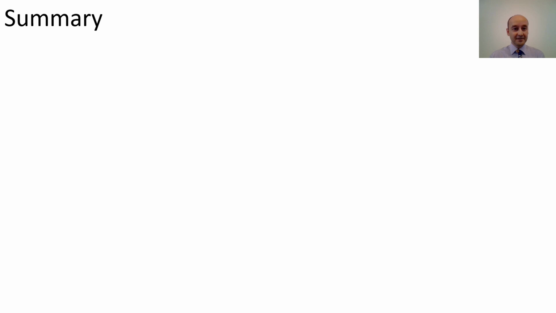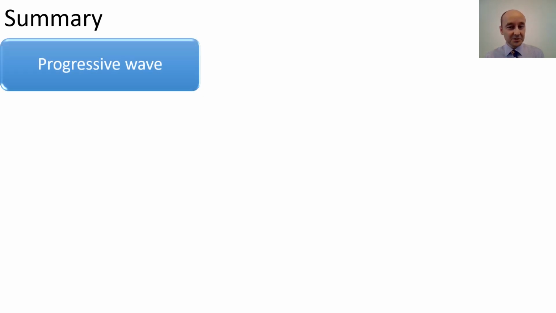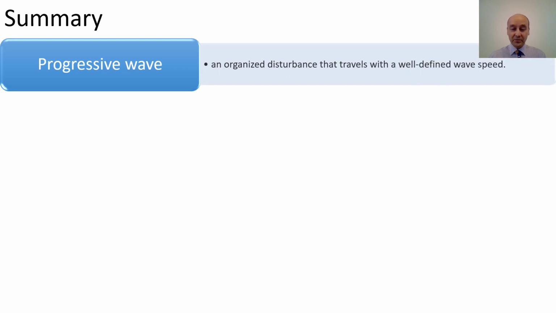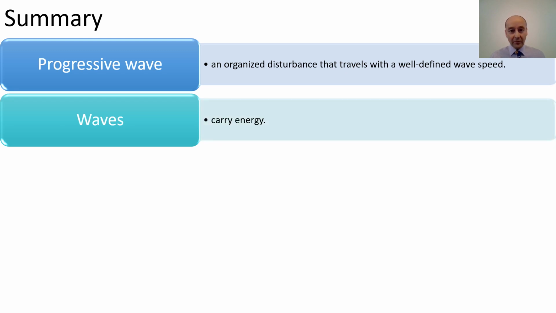Well, now this slide brings us to the end, and I would like to give you a summary. So what's a progressive wave? An organized disturbance that travels with a well-defined wave speed. The reason why we say progressive waves is because there are some other waves as well which we do not study in A-levels, but that's the definition that you need to know. And all waves do carry energy.